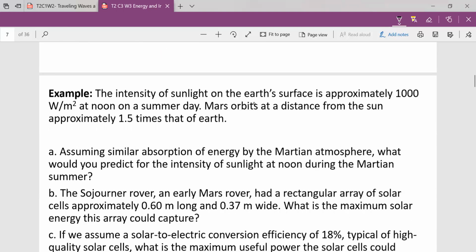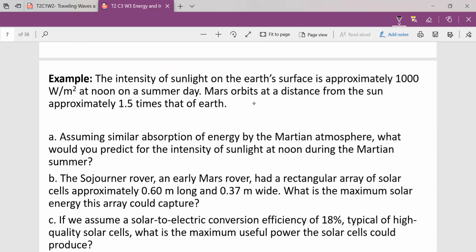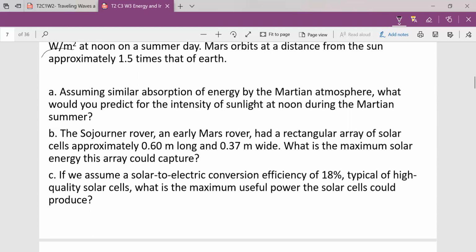Okay, so let's see an example. The intensity of sunlight on the Earth's surface is approximately 1000 watts per meter squared at noon on a summer day. Mars orbits at a distance from the sun approximately 1.5 times that of the Earth. Good. A, assuming similar absorption of energy by the Martian atmosphere, what would you predict for the intensity of sunlight at noon during the Martian summer?